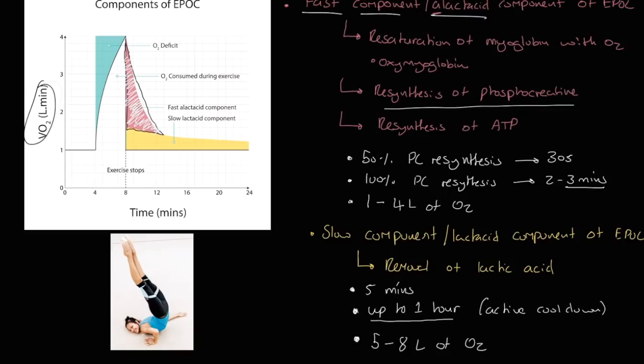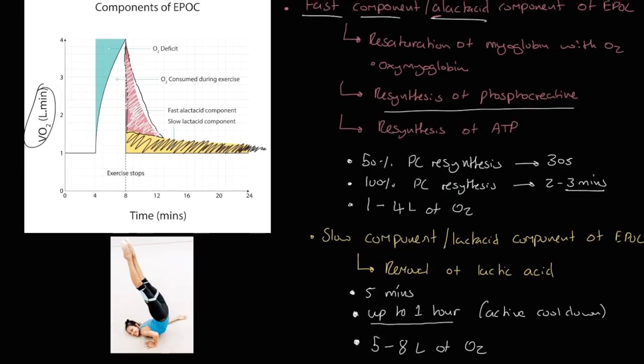So this area here, let me choose a decent color to do this. This area here, I don't know how well we've depicted it in our image, but I guess it would kind of carry on a bit. This area here is significantly larger than the red area, the fast component, because it takes between 5 and 8 liters of oxygen to undertake those processes. So that is sort of the crucial information about those two components.